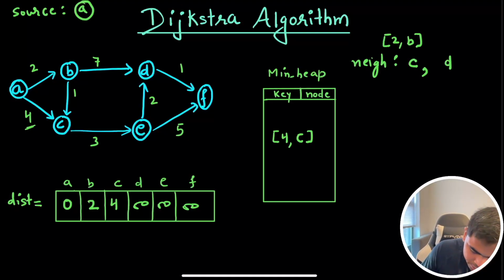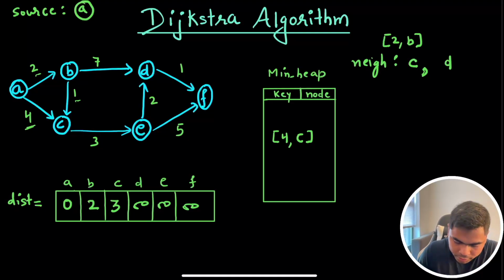I'm not visiting C currently, I'm just calculating the shortest distance from B to C. So I will update this with 3. You already know why I'm updating it: 2 plus 1 is less than 4, 3 is less than 4. Okay, now this I'm done.